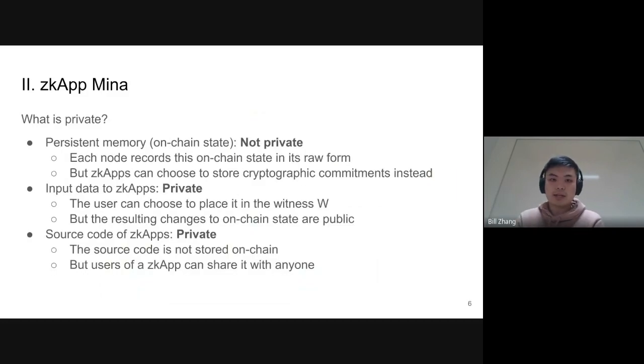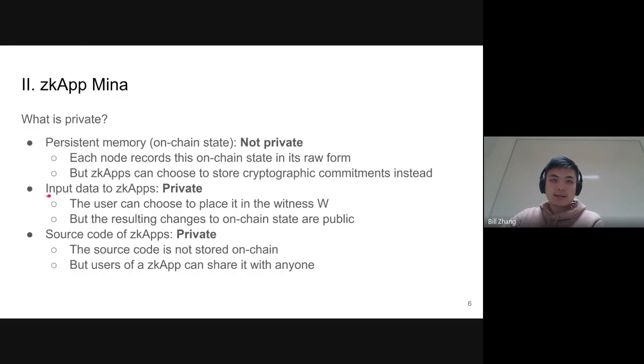A very important question that I needed to answer for determining what sorts of MEV are possible is what exactly is private in this ZK app Mina world? The answer I arrived at was that there are 3 main types of data here. There's persistent memory, which is on-chain state, and that is not private in the sense that nodes will record this on-chain state in its raw form. Last week, when we had that presentation about the proving systems, I learned that it's true that if you wanted to keep this part of your ZK app private, you could choose to store cryptographic commitments of your on-chain state instead of the raw on-chain state, and that way you can introduce some level of privacy. But by default, this persistent on-chain memory is intended to be shared by the network.